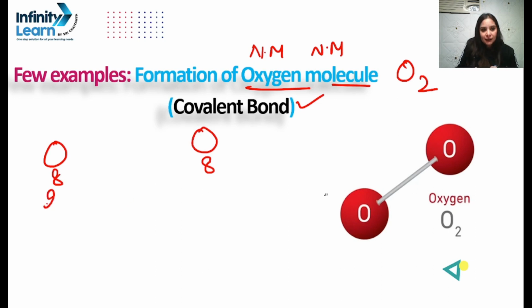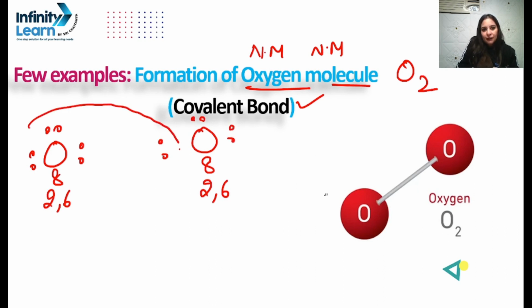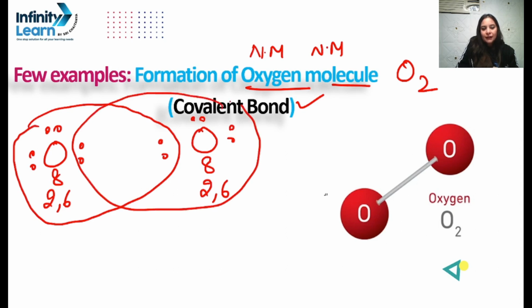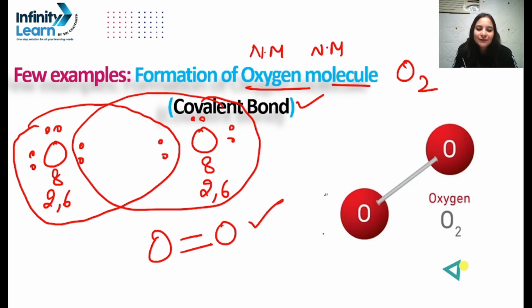atomic number 8, configuration 2,6. How many electrons do they need? They need 2 electrons. So this is how you will show it with the help of dots. Same for this oxygen. It will share these 2 electrons and it will share these 2 electrons. And ultimately you get a double covalent bond in the oxygen molecule.